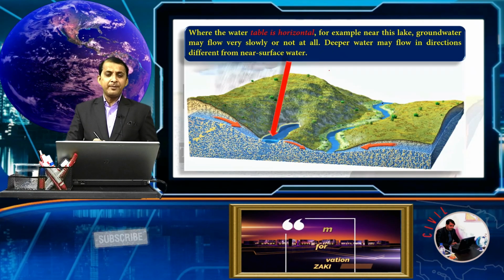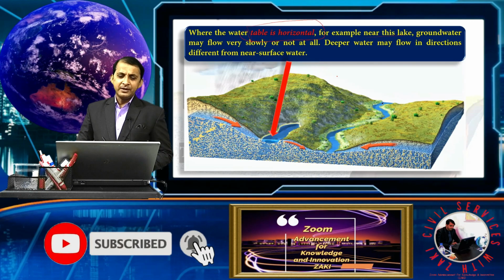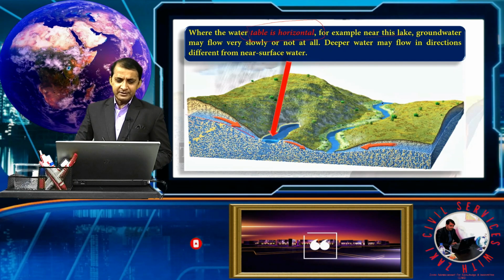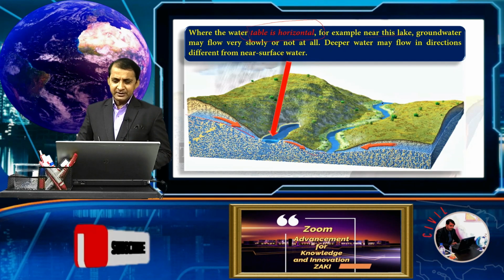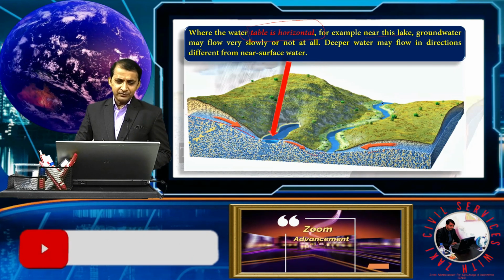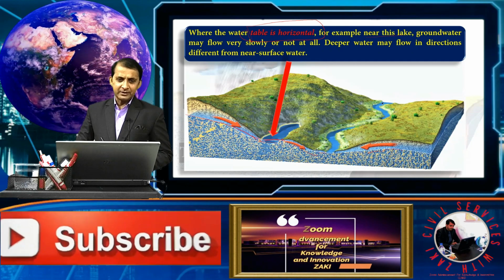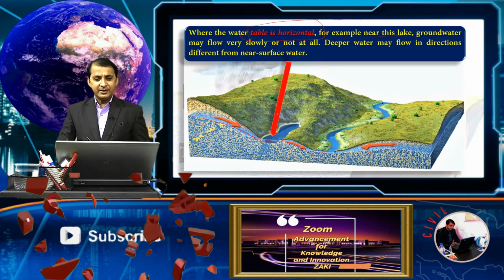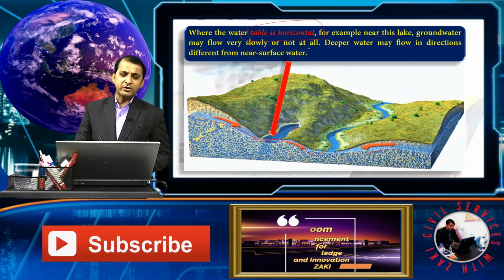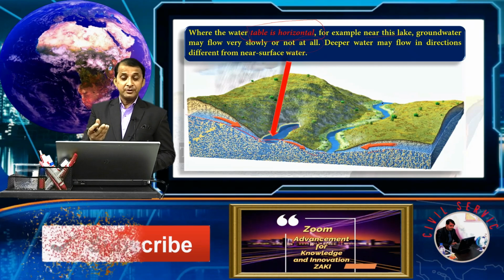But where the water table is horizontal, for example near a lake, see here is a steep gradient, here is less steep, here is less steep, but here is horizontal. If you see here, the groundwater is horizontal. So near the lake, groundwater may flow very slowly or not at all.